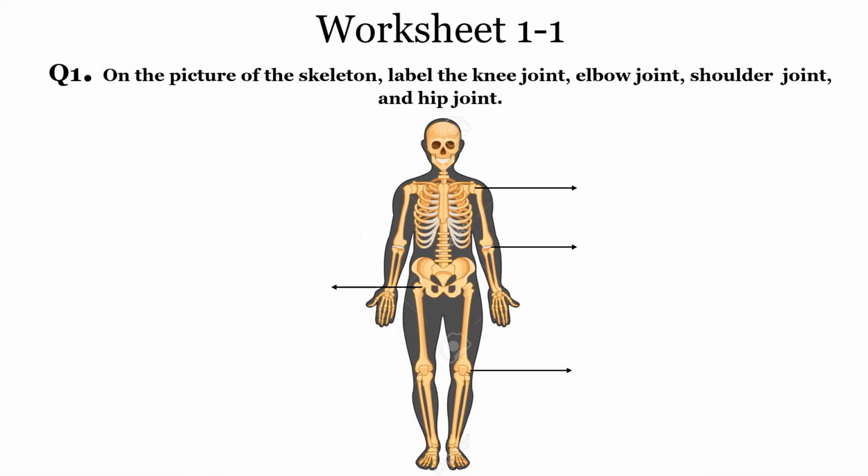At the end, you have to solve the worksheet related to this unit. Question number 1 of this worksheet is about the joints. As you know, the joint is a place where two bones meet. So what you have to do is that you have to label the knee joint, elbow joint, shoulder joint and hip joint on the skeleton given. For your convenience, I have drawn arrows at particular places. Now you just have to identify the given joints.